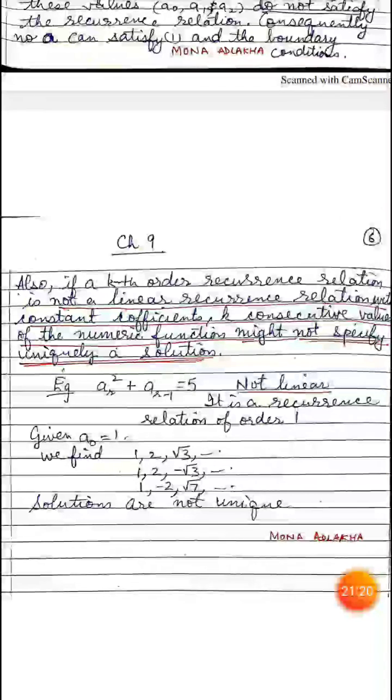Okay, so if your linear recurrence relation has fewer boundary conditions than k, then you will not get a unique solution. If more boundary conditions are given than k, then you may have a situation in which you get no solution, because they don't satisfy all the boundary conditions as well as your recurrence relation.